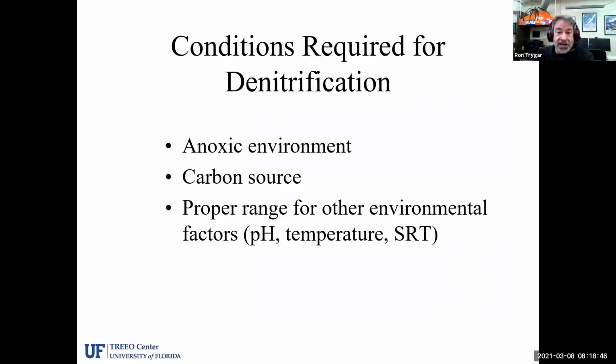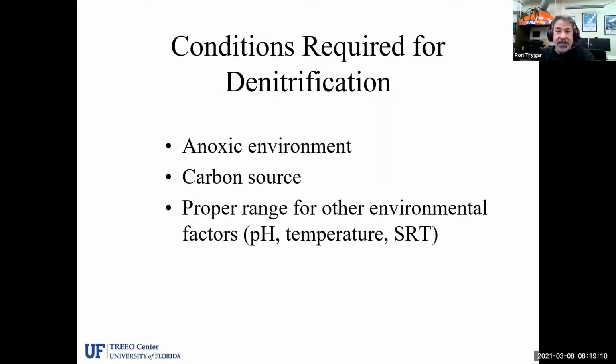Well, we have to have some nitrate or nitrite present. We have to have what we call an anoxic environment. We have to have an environment that has no free dissolved oxygen available for these organisms to utilize as an oxygen acceptor or oxygen source. We want them to look preferably to the nitrate or the nitrite.